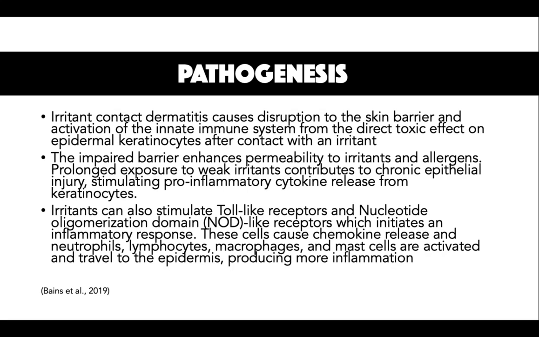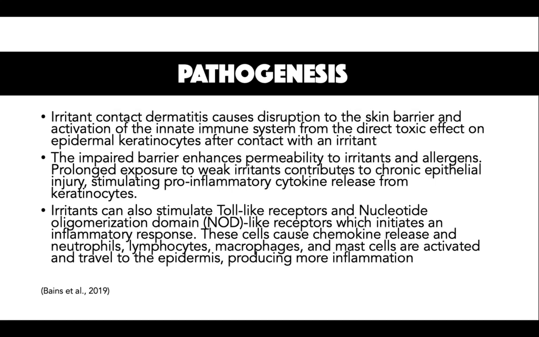Pathogenesis. So irritant contact dermatitis causes disruption to the skin barrier and activation of the innate immune system from the direct toxic effect on epidermal keratinocytes after contact with an irritant. For example, sodium lauryl sulfate, commonly found in detergents. Similarly, acetone found in nail polish remover causes depletion of lipids and impairs the epidermal barrier. The impaired barrier causes enhanced permeability to irritants and allergens.